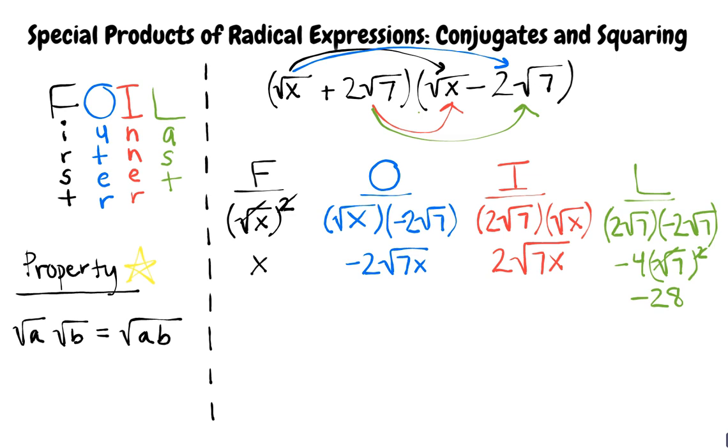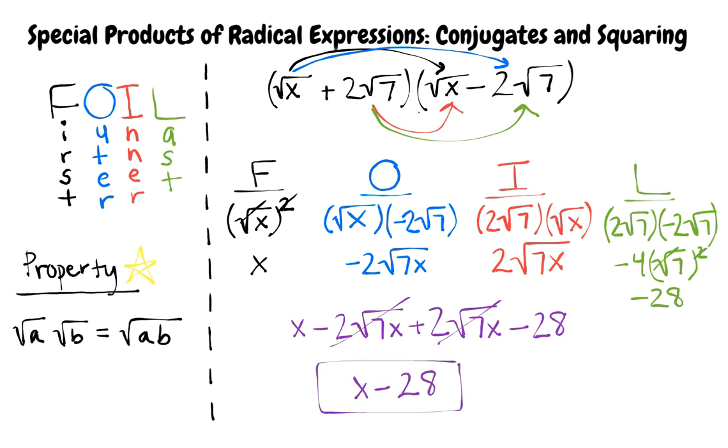Last, we multiply the last two terms of each quantity, which are positive and negative 2 root 7, giving negative 4 root 7 squared, which simplifies to negative 28. Now we simplify the expression we got from FOILing. The two middle terms will cancel out to give a final simplified answer of x minus 28.